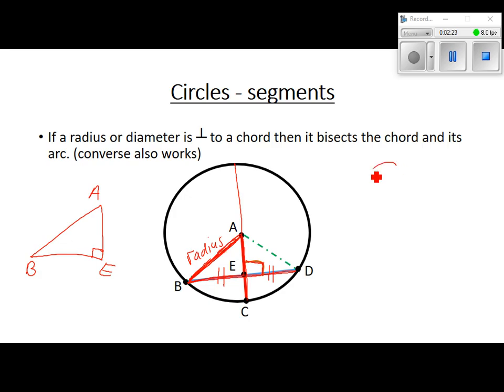And this also says that the converse of that works. So if I have a chord in a circle, and I draw a radius going through that chord, and that radius bisects the chord, splits it in half, then it has to form right angles with the chord.